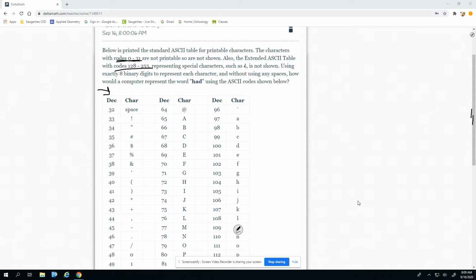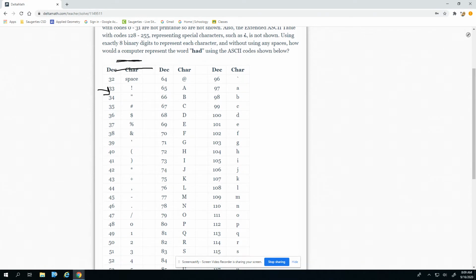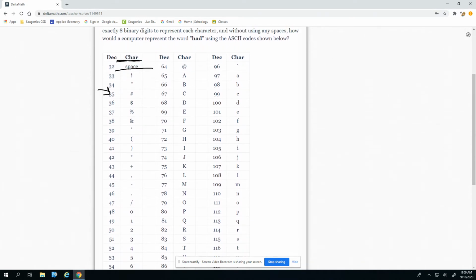So we're going to use exactly 8 binary digits for each letter, and we're going to express this word. I'm actually going to change the word to one that I did earlier. I tried to make a video at home and my Chromebook was being too slow. So I'm going to do the word just.